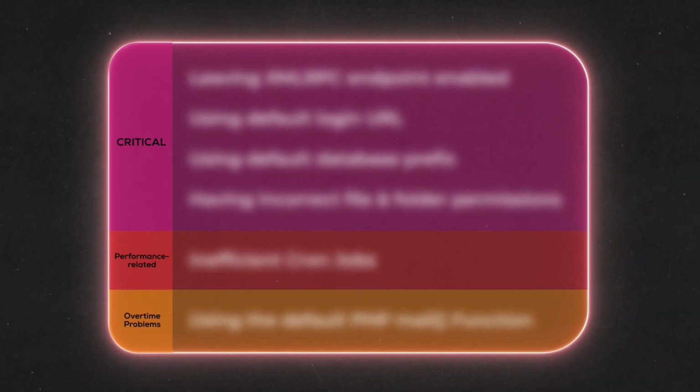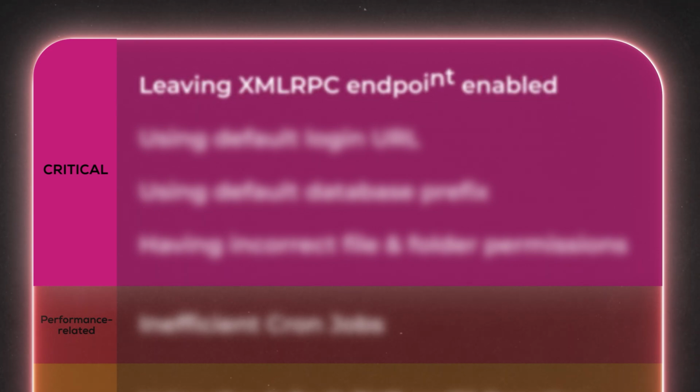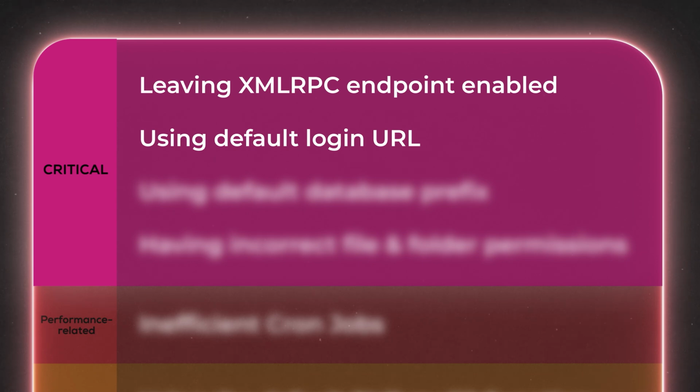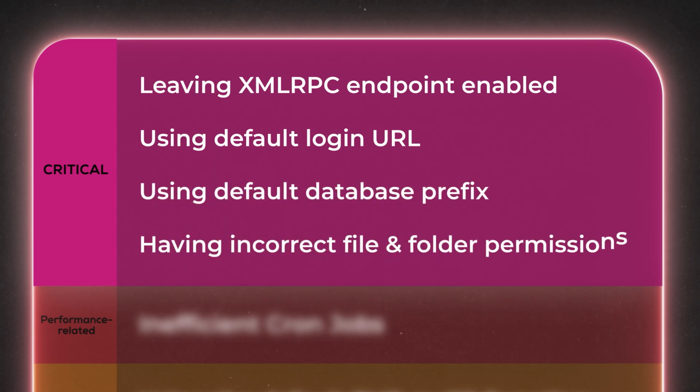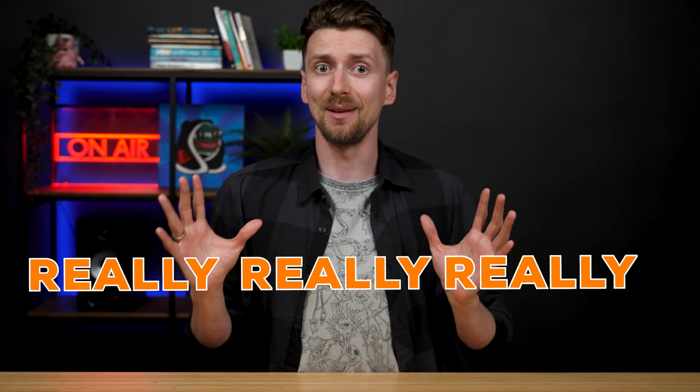Let's start with the most important, the critical mistakes, because I really want for you to fix these. Leaving the XML RPC endpoint enabled, using the default login URL and database prefix, and having incorrect file and folder permissions. Okay, technically, these are 4 separate mistakes, but they're in the same really, really bad category and can be fixed with a single tool.